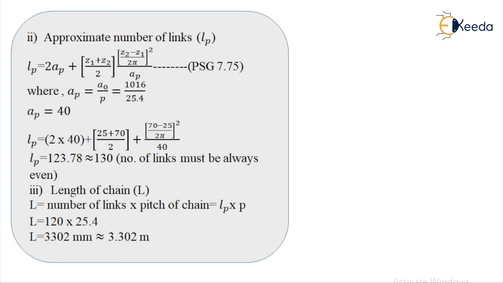So LP is written as 2 into 40 plus (25 plus 70) divided by 2 plus [(70 minus 25) divided by 2 pi] whole bracket square divided by 40. So the answer for LP is 123.78, which is approximately 130. Note that the number of links must always be even. Next, the length of the chain L. Now L is given as the number of links multiplied by the pitch of the chain, that is LP into P.